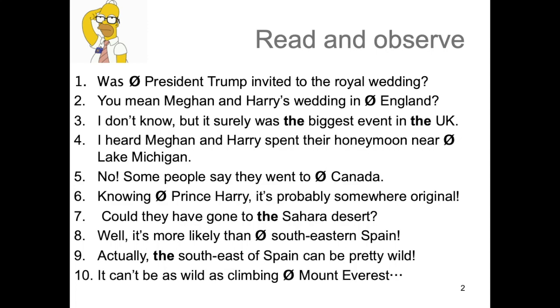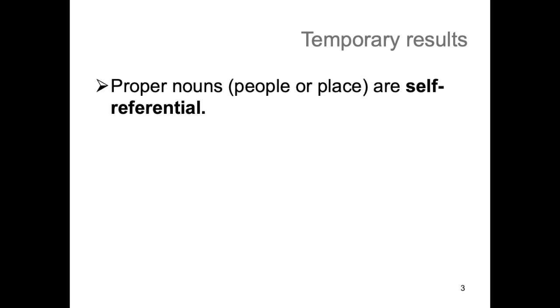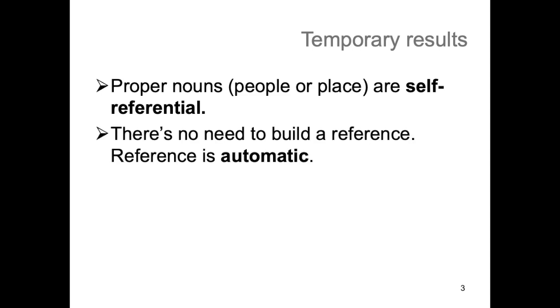Right. So, what is the pattern here? The pattern, if you observe it closely, is the following. Proper nouns, people or places actually, are self-referential. What does that mean? It means that there's no need to build a reference because the reference is automatic. When you say, I went to Canada, you're not going to ask me, where did you go? I said Canada, so you know what that means. Okay?